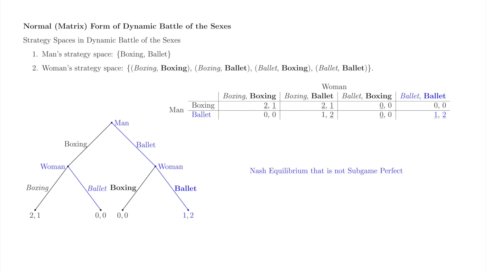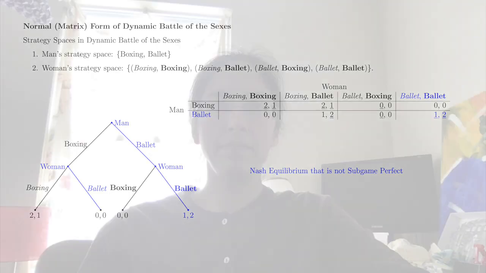And here's the other Nash equilibrium that is not subgame perfect. We can interpret this strategy pair as the woman's attempt to force the man to the ballet by insisting that she will go to the ballet no matter what. However, her threat is not credible, since it is not individually rational for her to follow through and go to the ballet should he in fact select boxing.